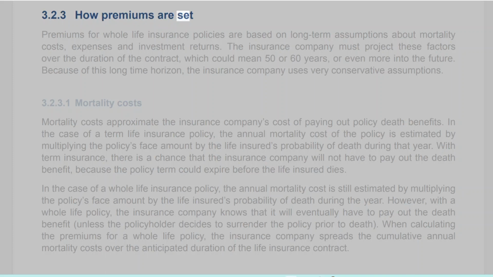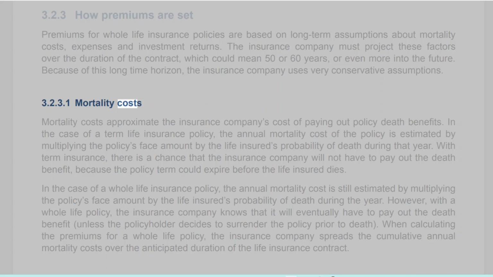3.2.3 How premiums are set. Premiums for whole life insurance policies are based on long-term assumptions about mortality costs, expenses, and investment returns. The insurance company must project these factors over the duration of the contract, which could mean 50 or 60 years, or even more into the future. Because of this long time horizon, the insurance company uses very conservative assumptions.